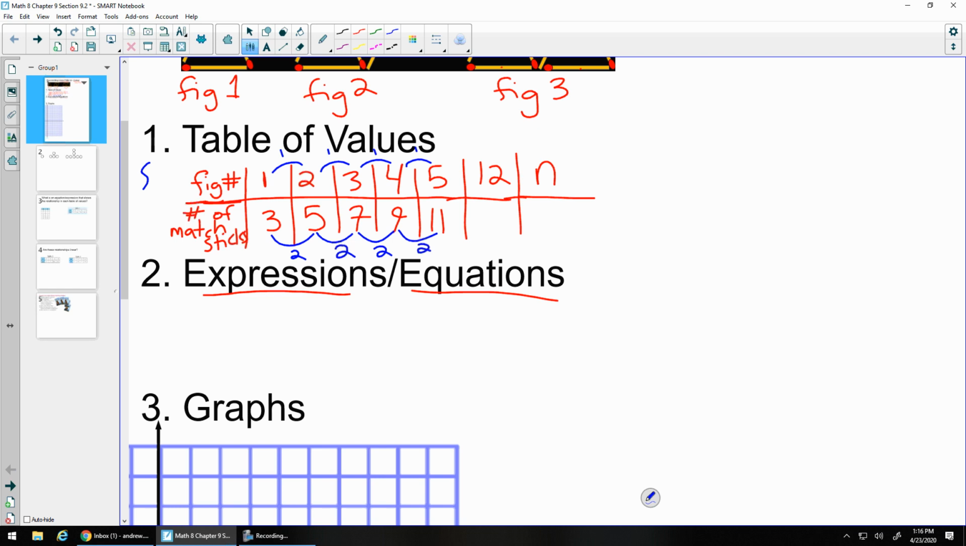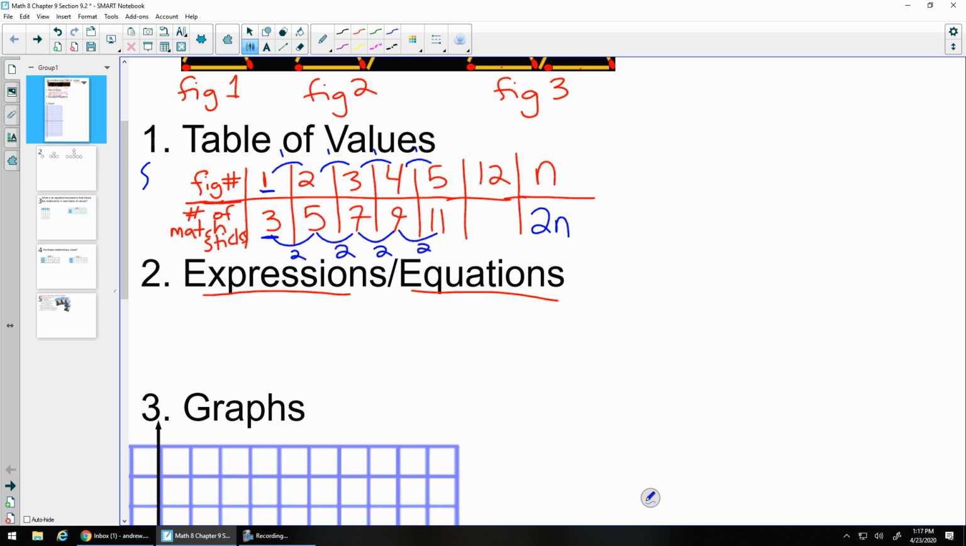So this actually shows how much you're having to multiply. So we're going to have to be multiplying 2 times n, what is the figure number. Okay? But does that work here? So if I have the figure number 1, if I multiply it by 2, that's equal to 2.